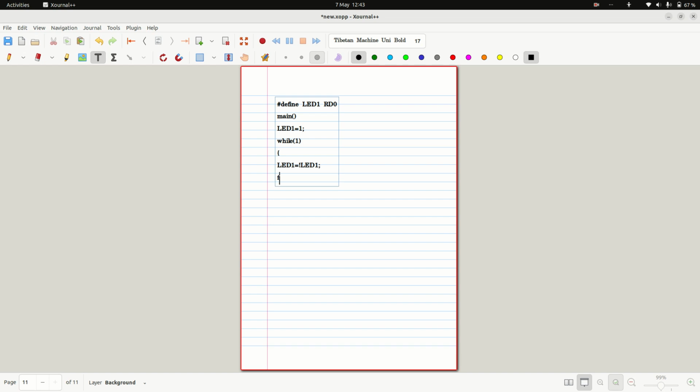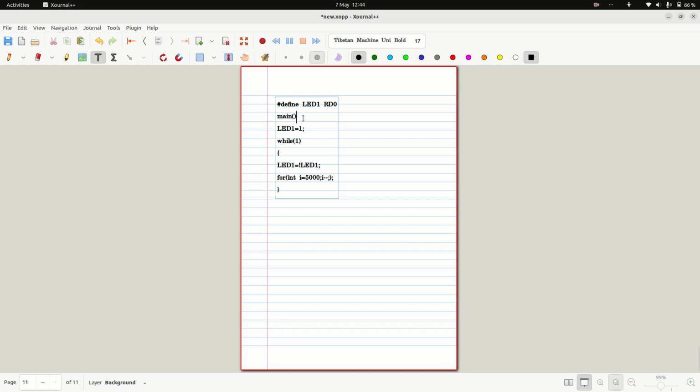And here I am going to write a for loop, for int i equals 5000, then i is decremented, i minus minus. This is the code.